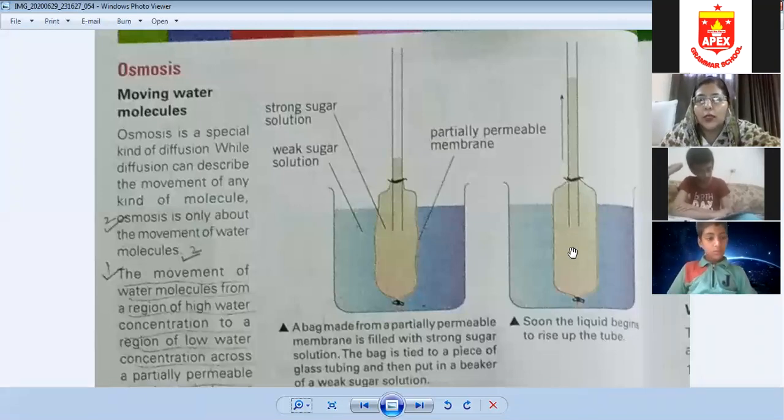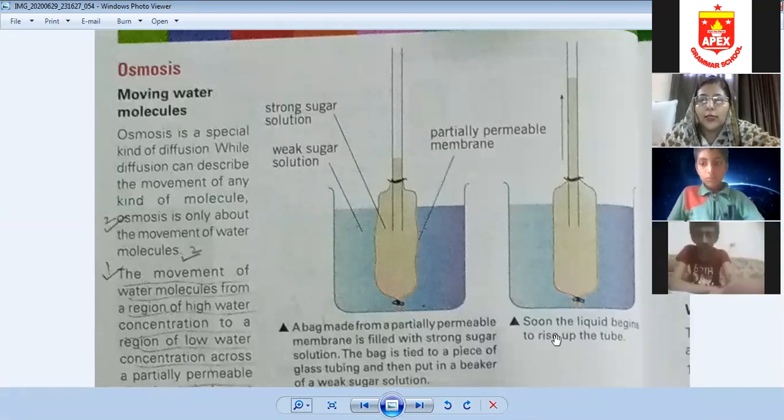We have also studied on this page that sugar molecules are big in size, so they will not pass through the partially permeable membrane. But the water molecules are very small, so they will feel the pressure and go from higher concentration to lower concentration, okay. So the liquid begins to rise up the tube.